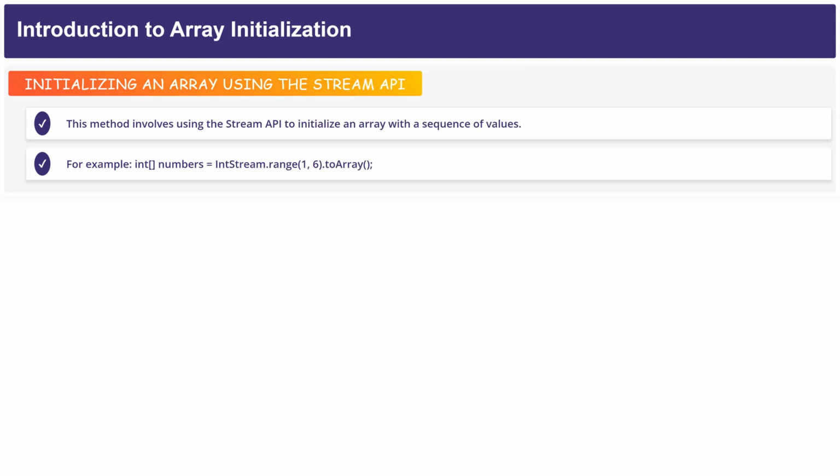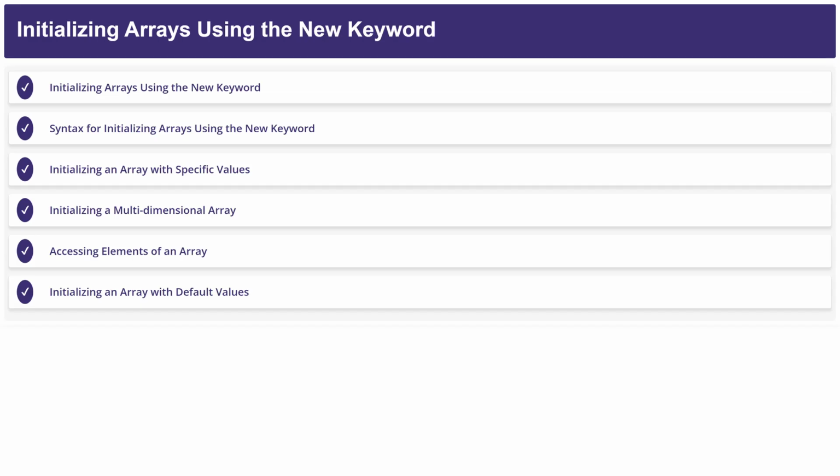In this method, you can initialize an array by using the Stream API to create and initialize an array with a sequence of values. For example, you can declare and initialize an int array with values from 1 to 5 using the IntStream.range method as follows. Now, let's dive into the first method of initializing arrays.